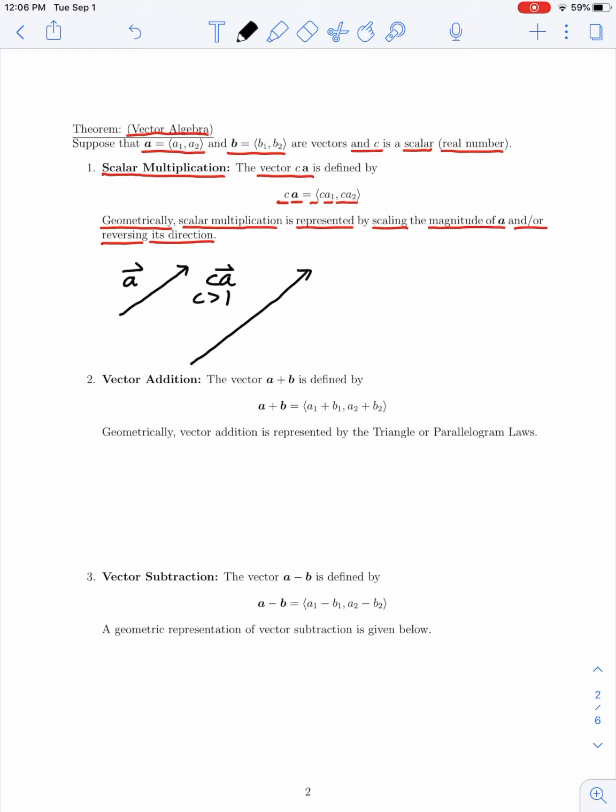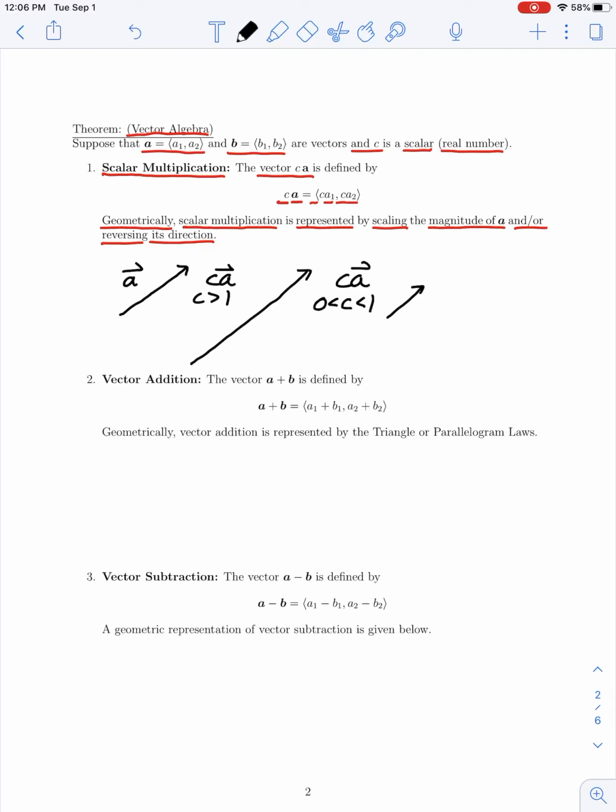Now, if I were to look at a scalar multiple of A where my constant C is between 0 and 1, like let's say maybe 1/2 of A, well, that would shorten the length of my vector. So I would have a vector that's acting in the same direction as A, but has a different magnitude or different length, depending on what constant I multiplied by.